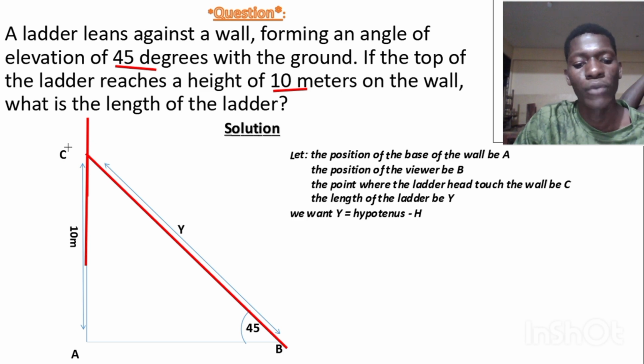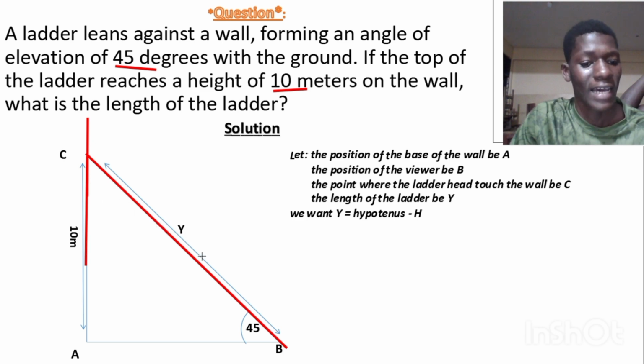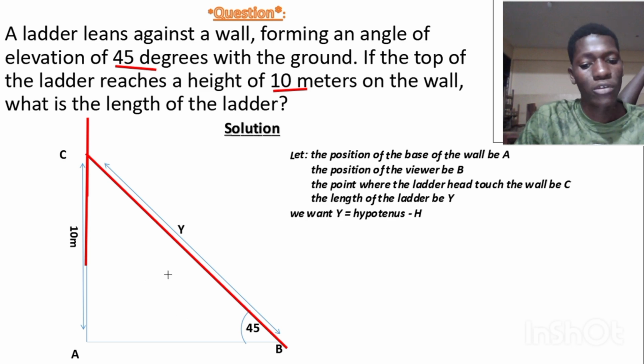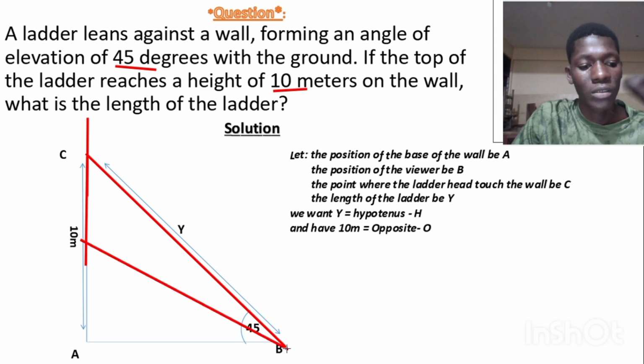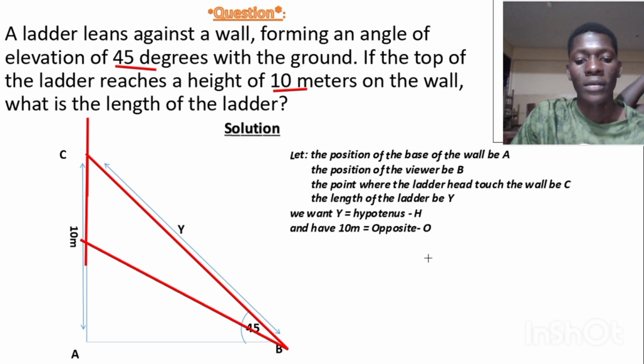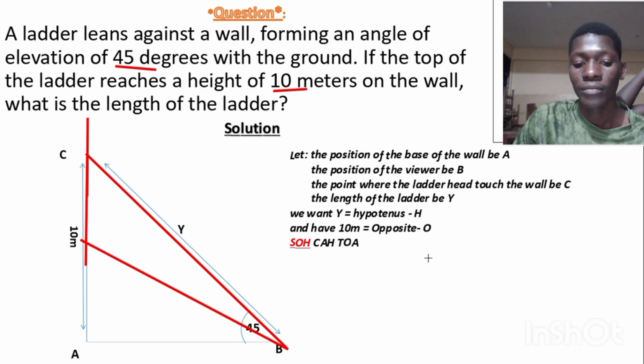So what do we want? We want the hypotenuse. That's the length of the ladder, and it is the hypotenuse of this triangle, the longest side of this triangle. So that's the y. That's the length of the ladder they want. And we were given what? The 10 meters, the height, which is opposite to this angle. So this 10 meters is opposite to this angle here. Opposite. So we are going to use the sine.